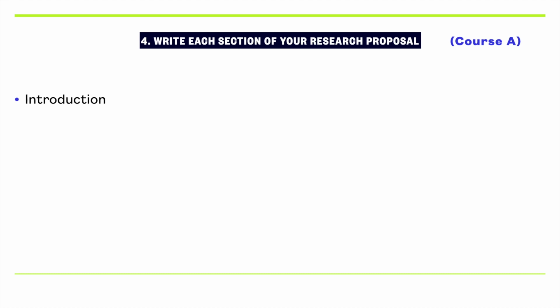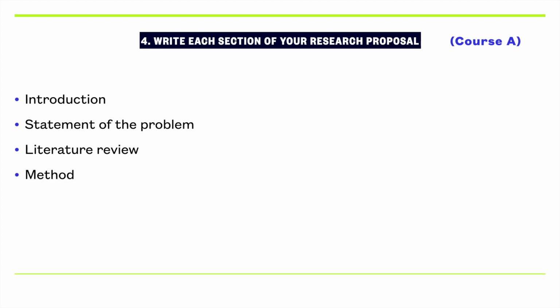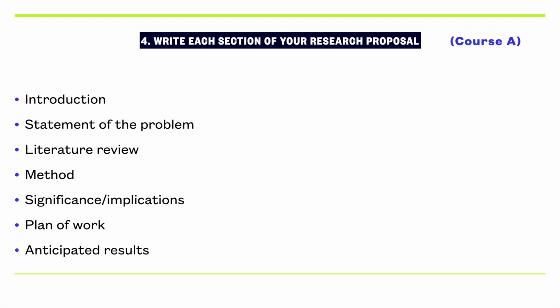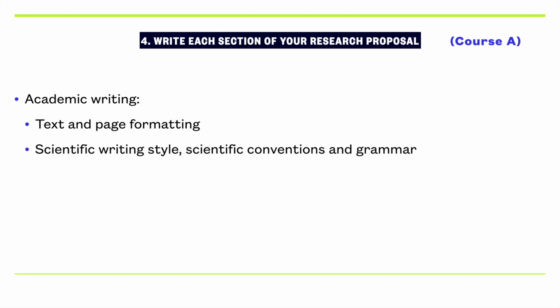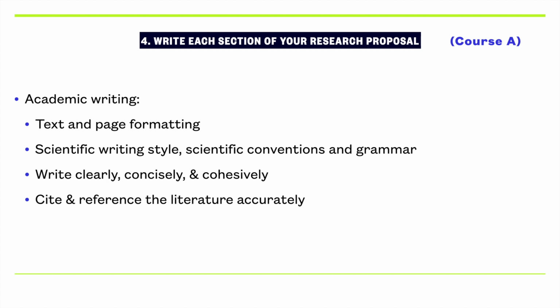To help you write your research proposal, we cover how to write the introduction, statement of the problem, literature review, method, significance implications, plan of work, and anticipated results. Academic writing is also an important component of this course, so we'll be covering text and page formatting, scientific writing style, scientific conventions and grammar, writing clearly, concisely and cohesively, how to cite and reference the literature accurately, how to avoid plagiarism.